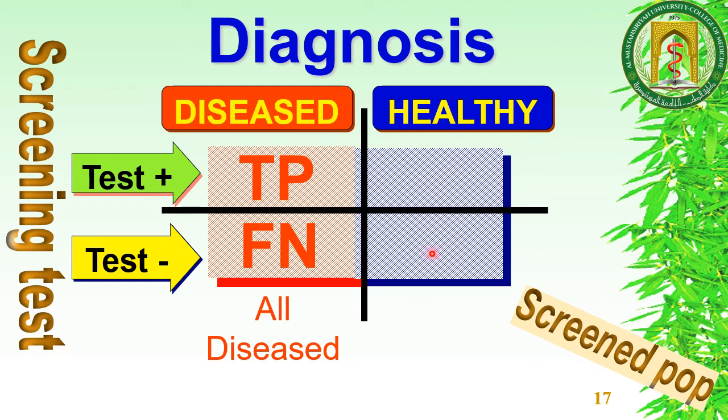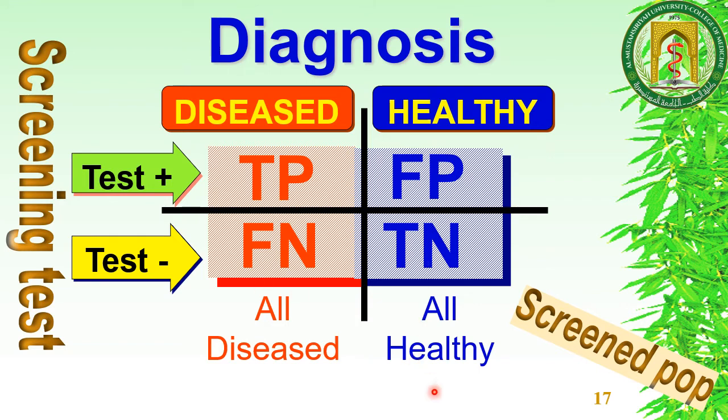So when you come here, forget about the disease. Think only about the healthy. A healthy person who gets a negative sign by the test is a true negative result. This negativity is true because he is healthy. If he is healthy but given by the test a positive sign, this positivity is untrue. It is a false positive. So you can see here that the healthy people include the true negatives in addition to the false positives.